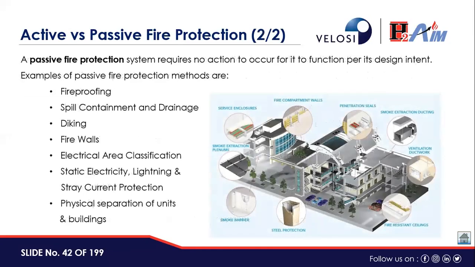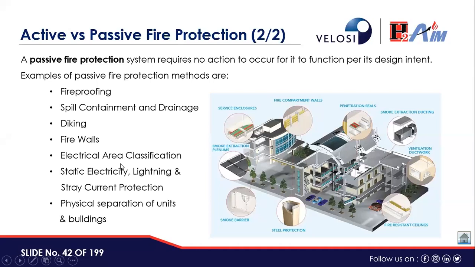Now, from a passive fire protection point of view, these are the actions which you take to minimize the effect of the fire. If there is a fire, you can minimize it, or these may eliminate the chances of the fire as well. For example, fireproofing, which I explained earlier, is done by mastic material or cement. Then spill containment or drainage, which is diking, is also part of that. And then to minimize the fire effects, firewalls are normally made at offshore.